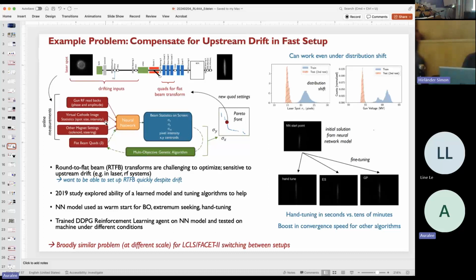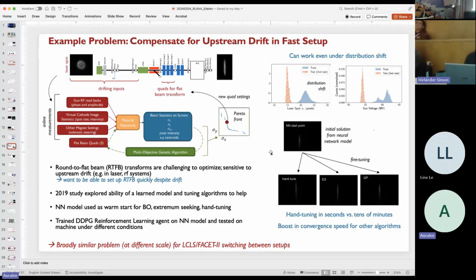And so we, in 2019, wanted to explore different ways of accounting for this drift. So we trained a neural network model from archived data, and tried to see if we could use that to just simply optimize quickly over the model online, given the drifting inputs, and then find decent solutions for the quadrupoles. And that worked fairly well, even under pretty substantial distribution shift over time.